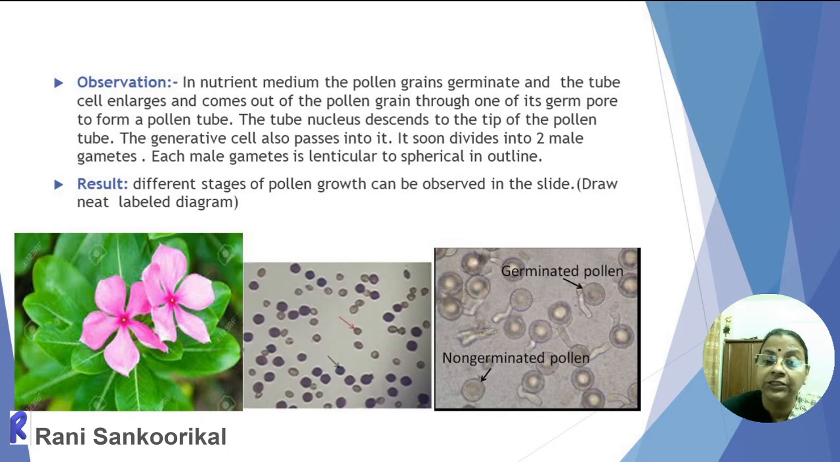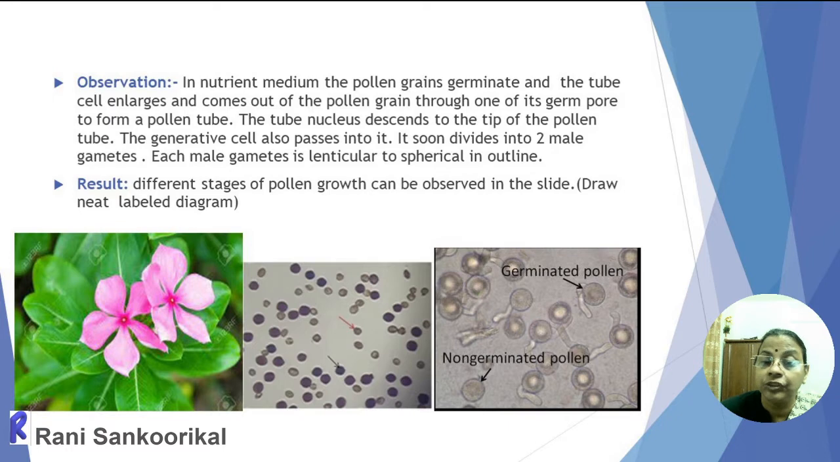From the hibiscus, with the help of scissors, you can cut the stamen and dust it onto a slide containing 10% sugar solution. 10% sugar solution means 100 ml of water with 10 grams of common sugar, sucrose, stirred well. You can make a nutrient solution. If boric acid is available, add a pinch of it and any other necessary nutrients. If not available, only sugar solution is needed.